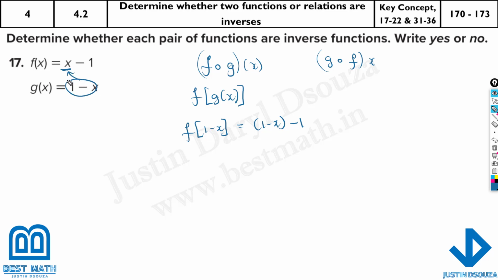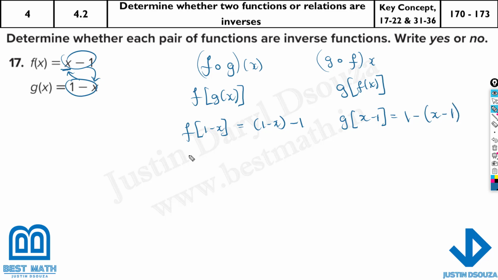Simple as that. Whereas for the composition g of f of x, this is the other way around. You put this entire function inside this x. So here it's going to be g of, what exactly is it? x minus 1. And now here it'll be 1 minus, this x becomes x minus 1. This is it.